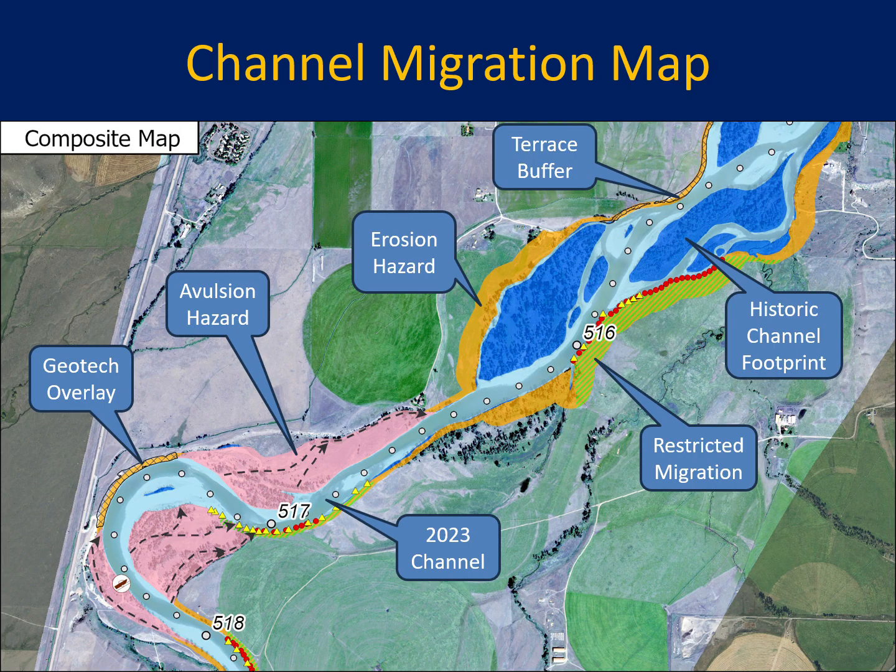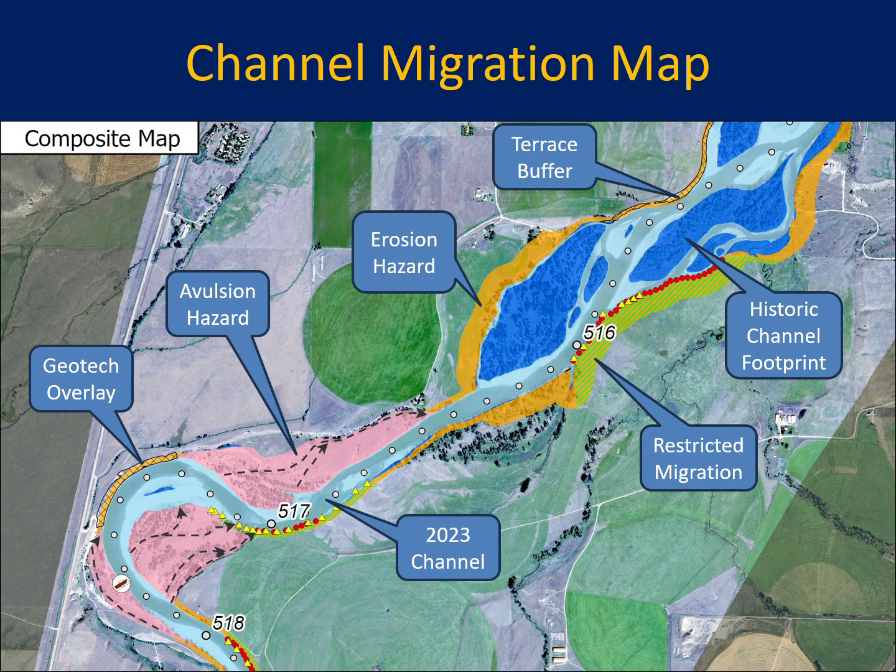And here's what the completed channel migration map looked like. We have the current channel alignment of the Yellowstone River based on 2023 aerial imagery in light blue, and the historic channel migration zone in dark blue. The erosion hazard area is highlighted in orange and is 100 times the average annual rate of channel movement for that particular location. The erosion buffer is wider in areas where the bankline is made up of more erosive materials like gravels and cobbles, and narrower where the material is composed of more resistant material like boulders or bedrock.